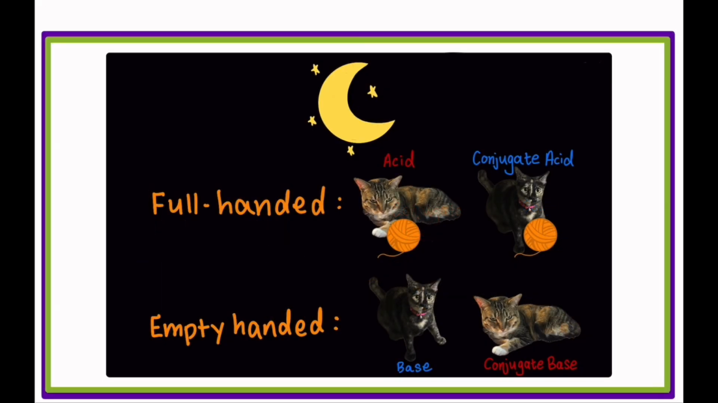Acid cats seem to always have the ball, whether they're OG or conjugate. Base cats seem to always be empty-handed, whether they're OG or conjugate.